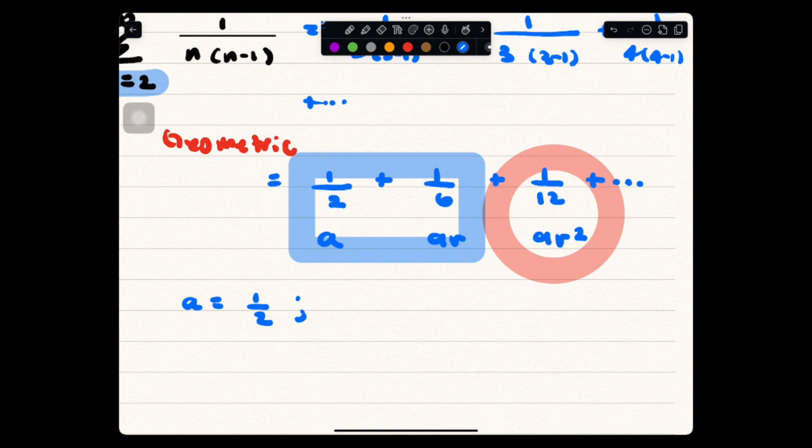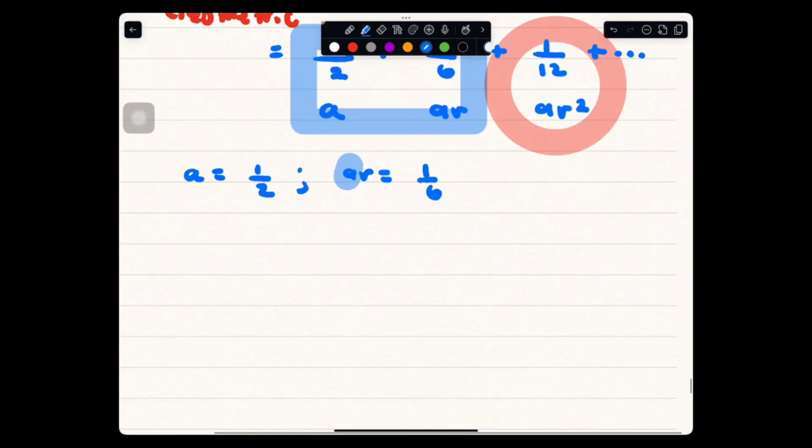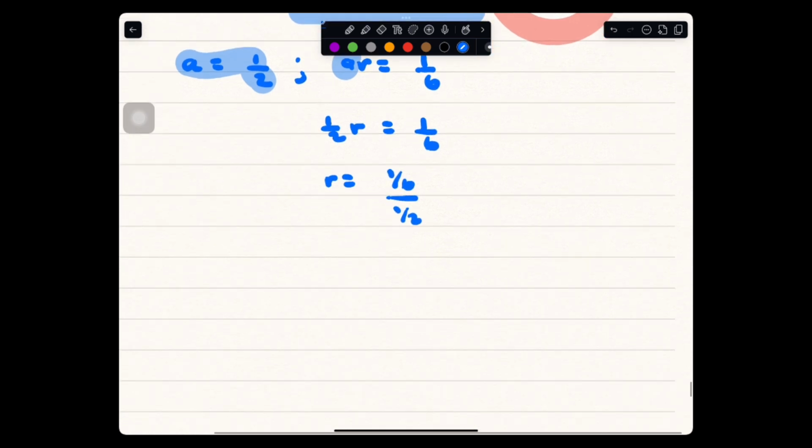All right, here we go. A is 1/2. AR is 1/6. So what does that mean? That would mean 1/2 R equals 1/6, because that's in fact what A is. Is that right? And so my R value is 1/6 divided by 1/2, or R would be 1/6 times the reciprocal. R is going to be 1/3 now. Okay, so here's our R value now.